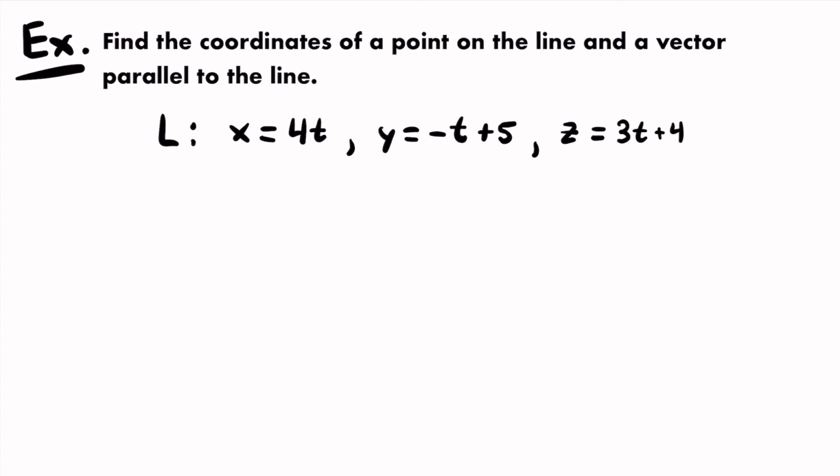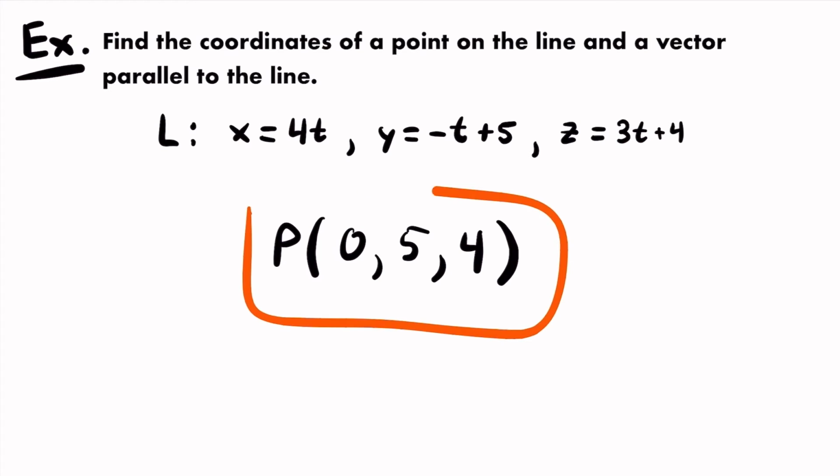Let's start with the point. The point will have coordinates of the extra values being added on to the terms with the parameter in each of these parametric equations. So for the x-coordinate, notice that there's nothing being added on to 4t, so the x-coordinate will be 0. For the y-coordinate, you can see that we're adding 5 to our term with the parameter, so we'll have 5. And then for the z-coordinate, you can see that we're adding 4 to our term with the parameter, so our z-coordinate will be 4. All right, so that's a point on the line.